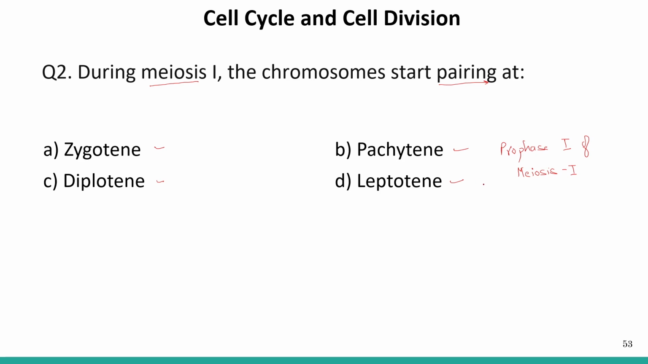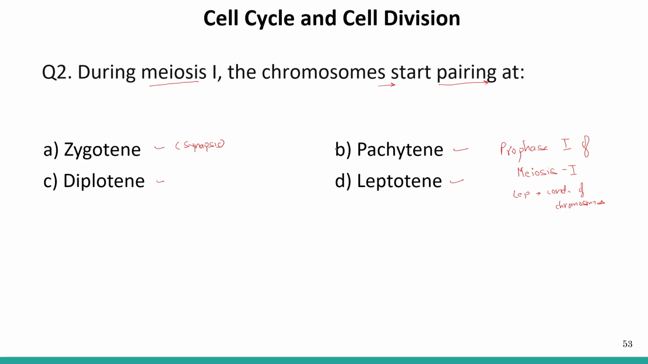Prophase 1 of meiosis 1 is divided into leptotene, zygotene, pachytene, diplotene and diakinesis. In leptotene, condensation of chromosomes takes place, and the chromosomes are clearly visible. Then what happens in zygotene? Synapsis, or pairing of chromosomes, takes place. And what are they asking? Chromosomes start pairing. This is the question.